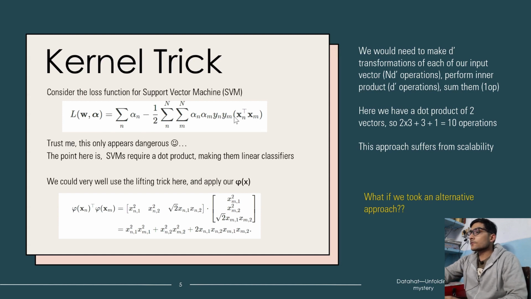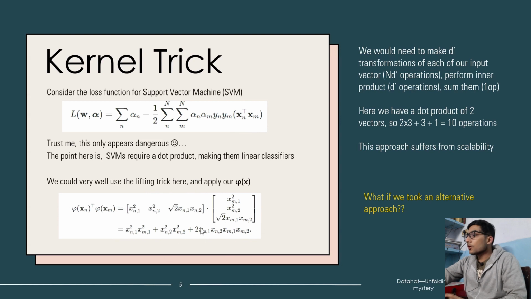Okay, now just take it for my word that this is the loss function for SVM. Now you see this loss function contains a dot product between xn and xm. So dot product between the two inputs, basically the data points. So since it contains a dot product, it is a linear classifier. Okay, understand this. Now our point here is SVM requires a dot product, therefore they are linear classifiers. We could very well use the lifting trick here and apply our transformation, using our lifting technique, and convert it into this space.